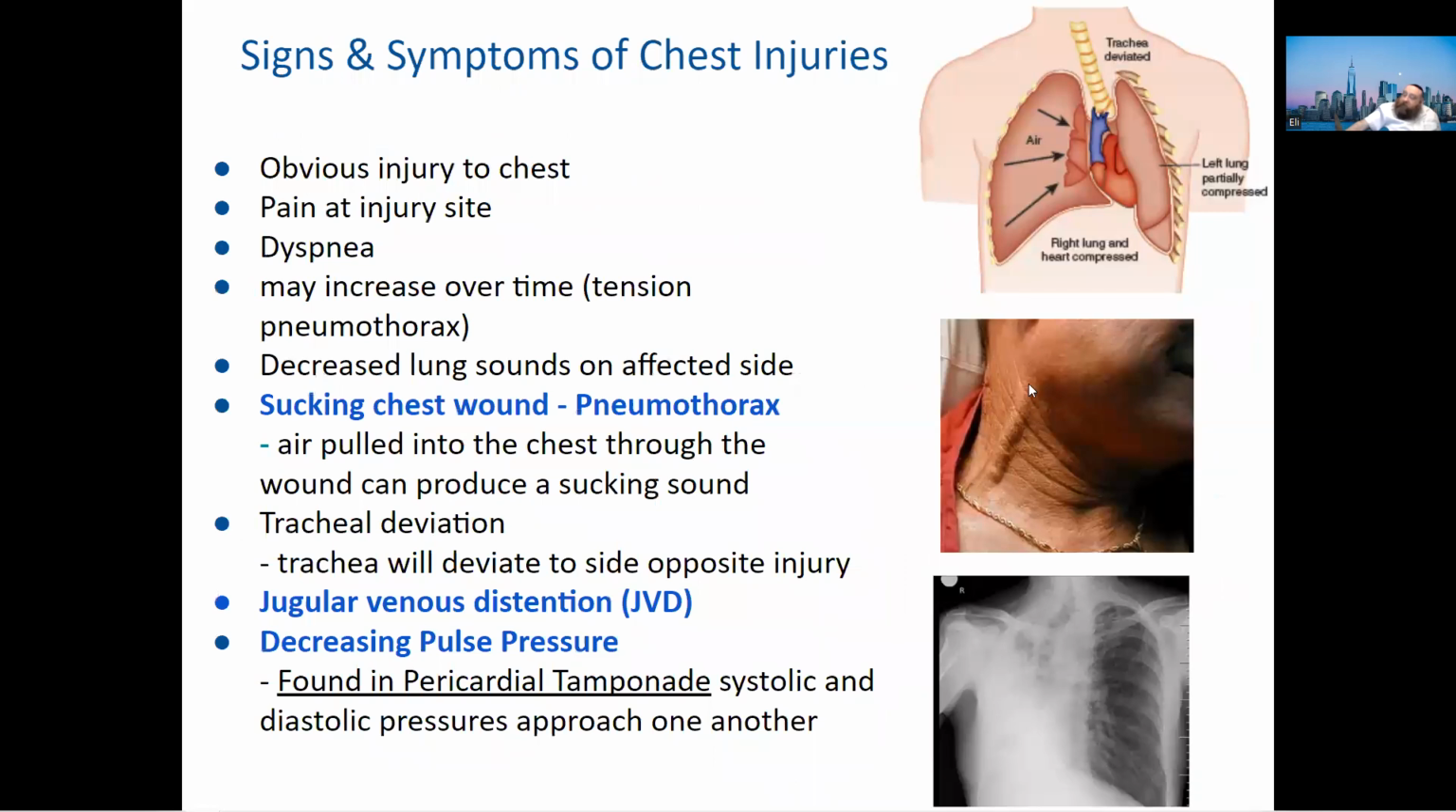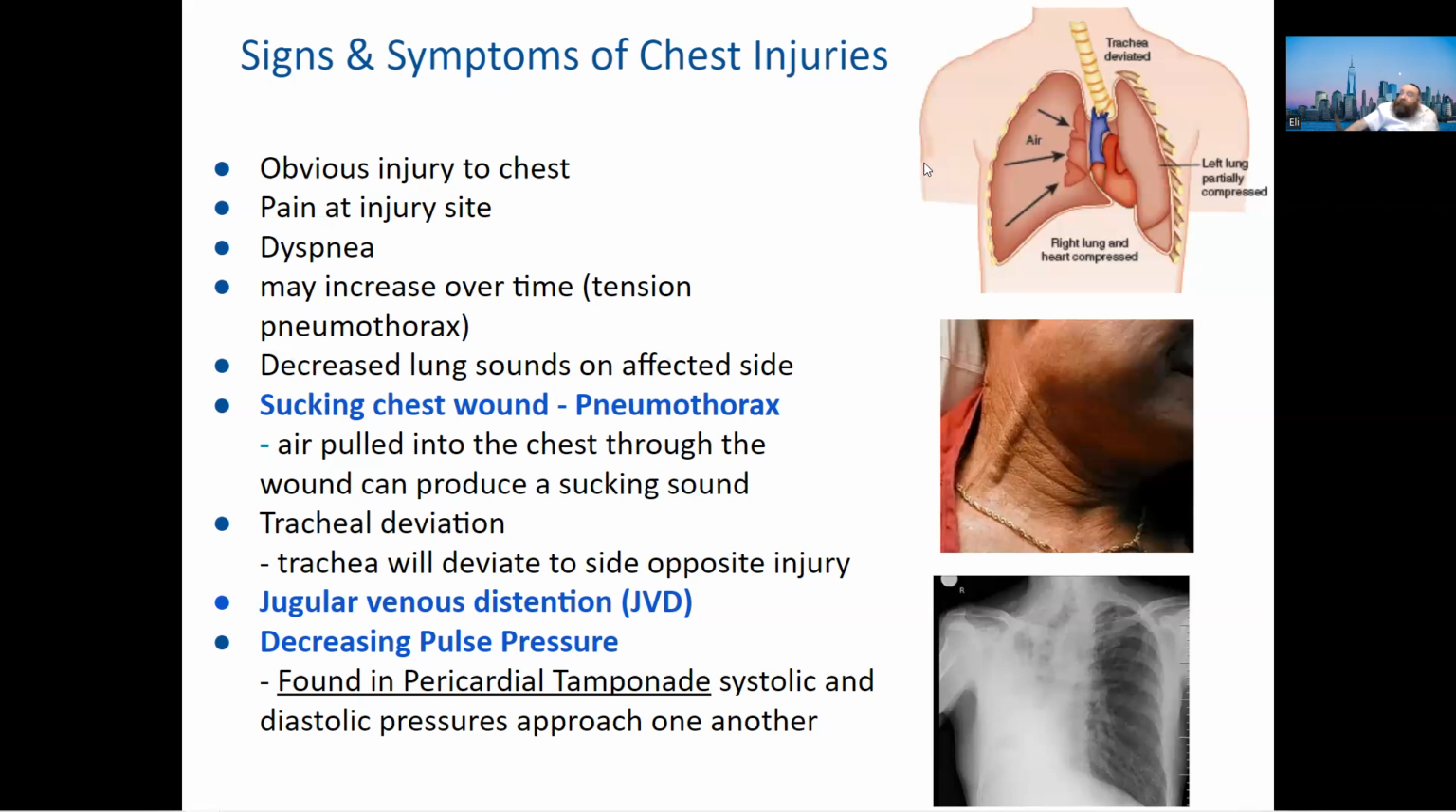Okay, this would be JVD. We call this JVD. Jugular venous distension. And this can come from a hemopneumothorax. It can also come from cardiac tamponade. So here's the answer to your question. How do we know if they went into a tension pneumothorax?